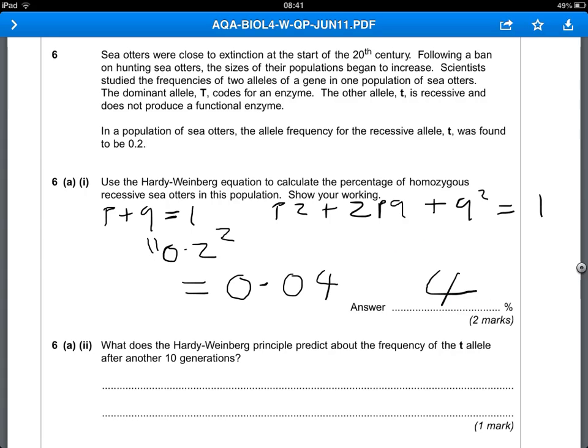Whilst we're here, we're just going to have a look at this quick question. What does the Hardy Weinberg principle predict about the frequency of the T allele after another 10 generations? Well, remember the key thing is the Hardy Weinberg principle assumes that the allele frequencies stay the same. So you could have said stay the same, or just say it's going to be 0.2 again.